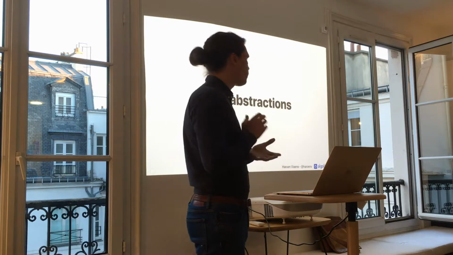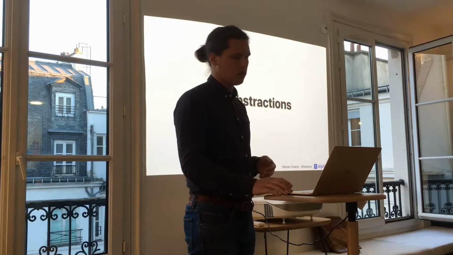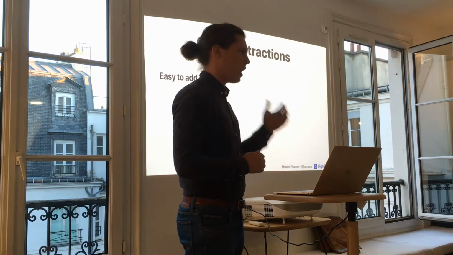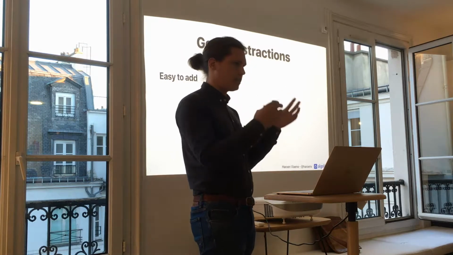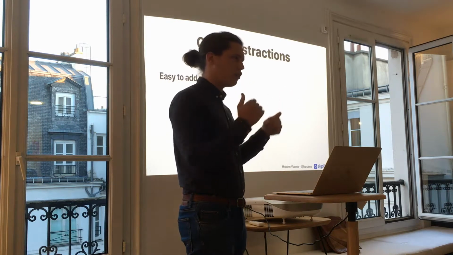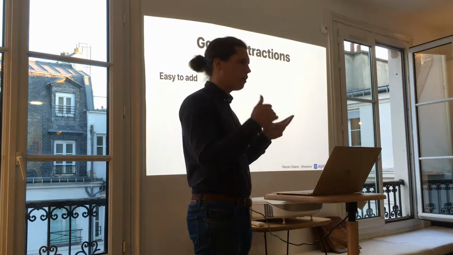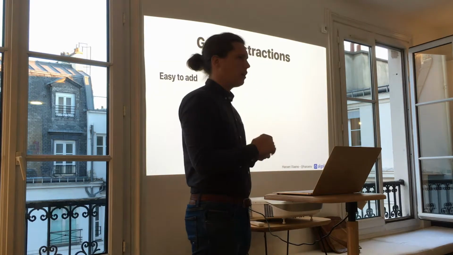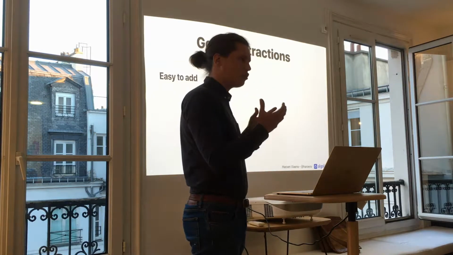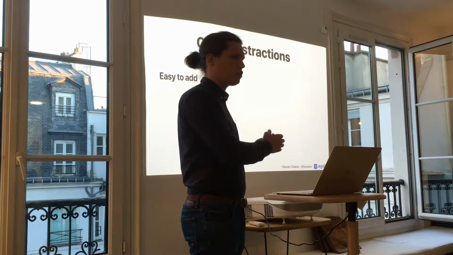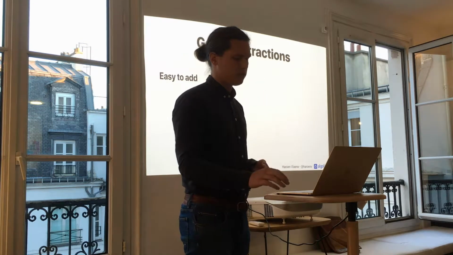So, some properties of good abstractions. It should be easy to add a new thing on that same level. It should be easy to add a new component, a new property, a new underlying thing, whatever you have. You shouldn't need to think about it. It should just follow a pattern.